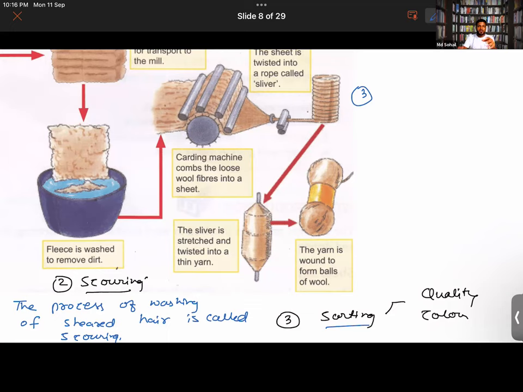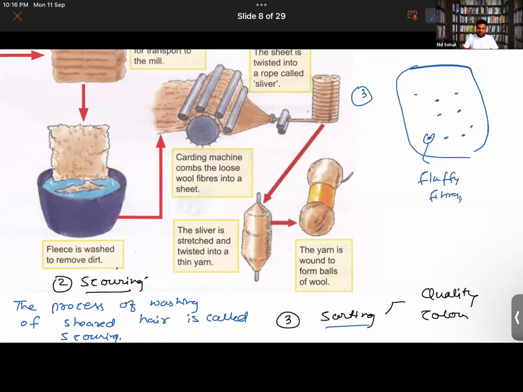Now, after sorting has been done, what happens? You will see that small fluffy structures are present, called burrs. What I mean to say here, for example, you have this woolen fiber, wool is spread. You will see there are tiny, very tiny structures like this that are very fluffy in nature, and you call them fluffy fibers.